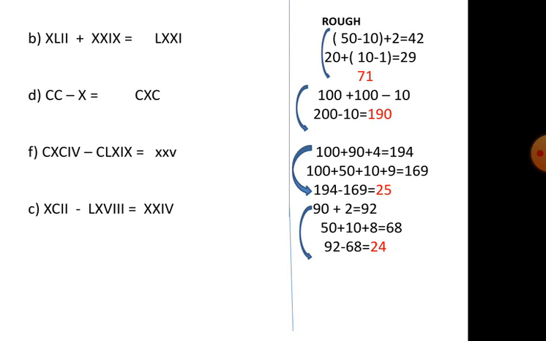Next number D, CC minus X. Now C means 100. So 100 plus 100, minus X. X means 10. So 200 minus 10 is 190.